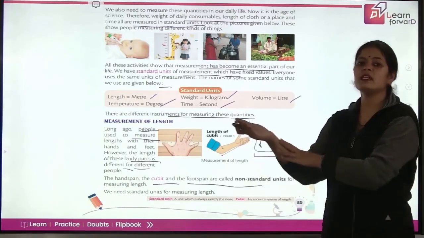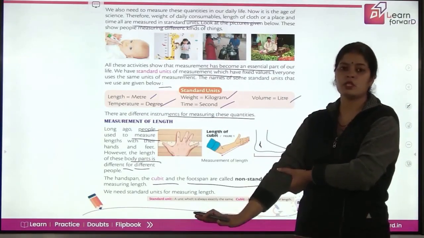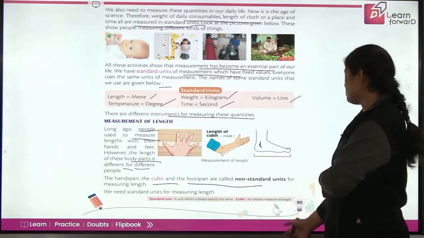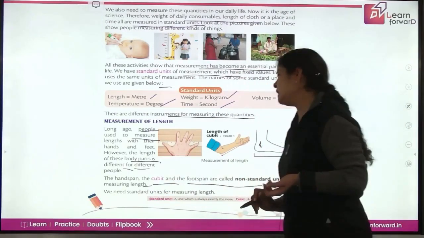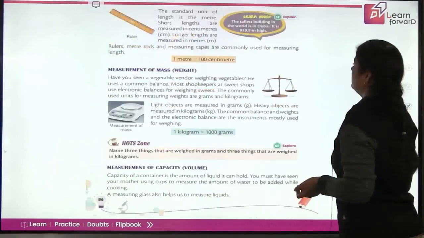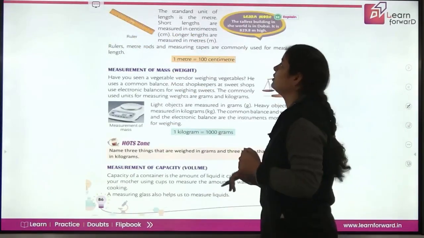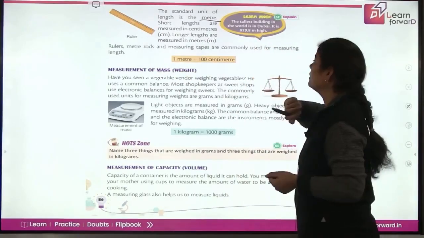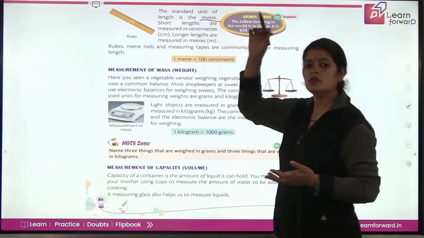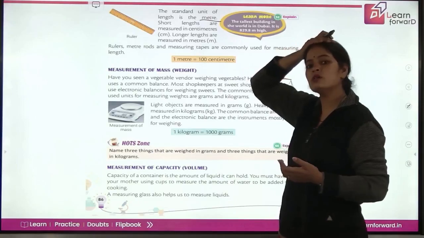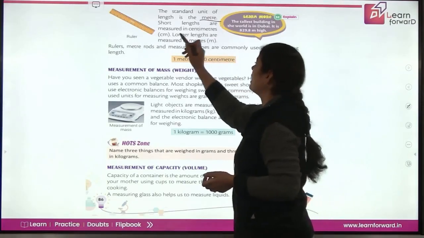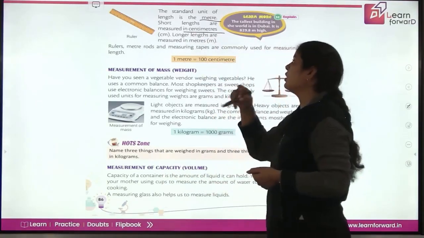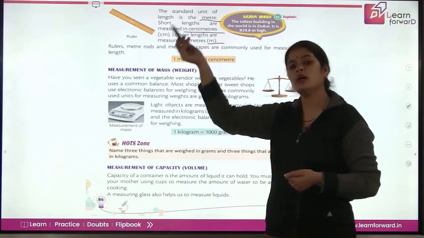So these we can just give for the approximation, but not the exact measurement. For measuring length, we need standard units. The standard unit for length is the meter. This is a ruler, that most of you have already been using in your school. Short lengths are measured in centimeters, longer lengths in meters, and even longer in kilometers.